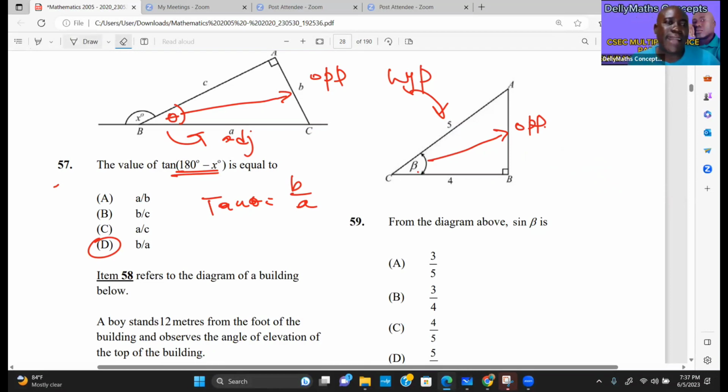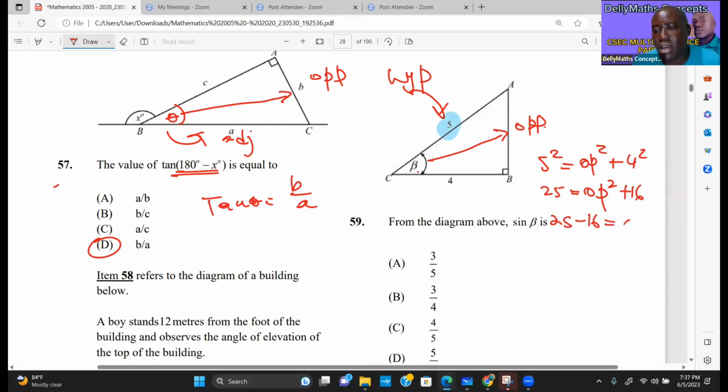But you're going to realize that it's a right angle triangle, which means I can use Pythagoras theorem. Also, I'm noting that I have the long side. So then I could simply say 5 squared is equal to the opposite squared plus 4 squared. 25 is equal to opposite squared plus 16. 25 minus 16 is opposite squared. 9 is equal to opposite squared. Square root of 9, 3 is my opposite. So the opposite is 3. Sine is going to be 3 over 5.